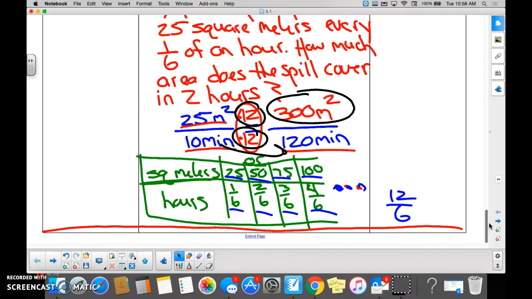Questions, comments, quandaries, quibbles, quotes, queries? The best thing I think you said is, if in doubt, use a ratio table.